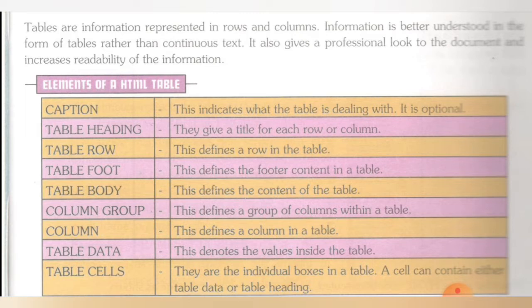Here, caption indicates what the table is dealing with. It is optional, so there is no need to specify it. It is not compulsory to give a caption for all tables. And then table heading: if you want to give a title for rows or columns, then we can use table heading to specify the title. And then table row defines a row in the table, however many rows you want. Like that we use each and every element for a particular purpose.